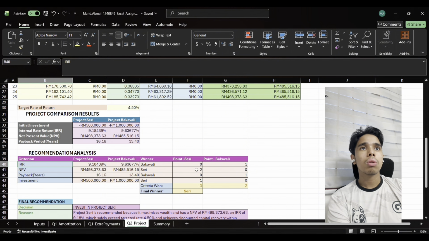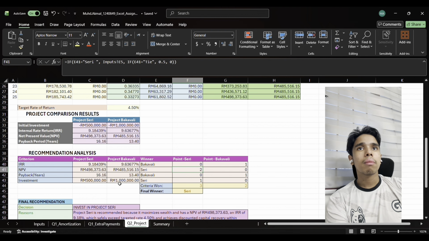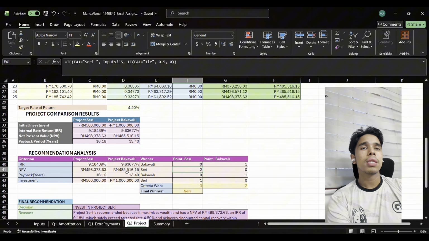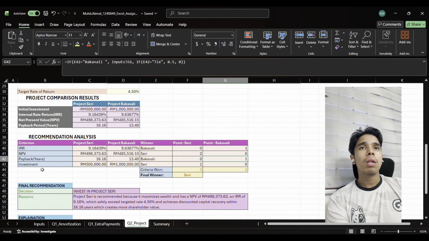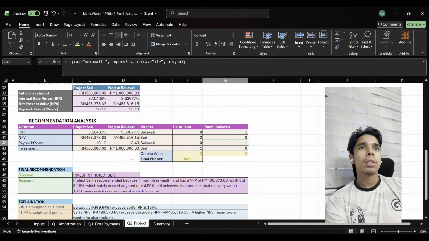We take it as 2 points because in real life, NPV is the most important criterion. For the payback, project Bakawali has lower payback years than project Seri, which is good. So Bakawali is the winner. We take this as 1 point. And for the investment, project Seri has lower initial investment than project Bakawali, which is good. So Seri is the winner. To sum all the criteria, we know the final winner is Seri.